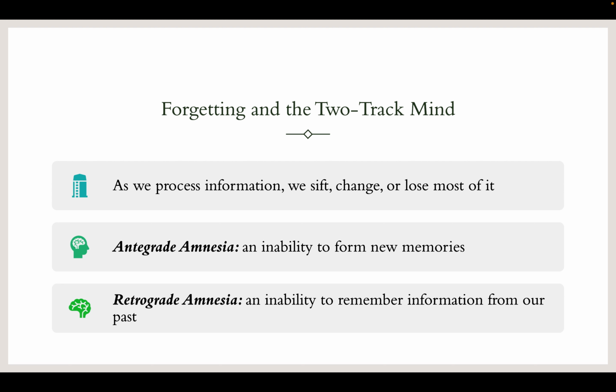There are two different types. There are two different ways that we can forget in terms of the two-track mind. And this is antegrade amnesia and retrograde amnesia. Antegrade amnesia is an inability to form new memories, and retrograde amnesia is an inability to remember information from our past.